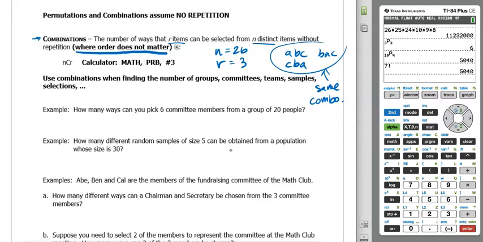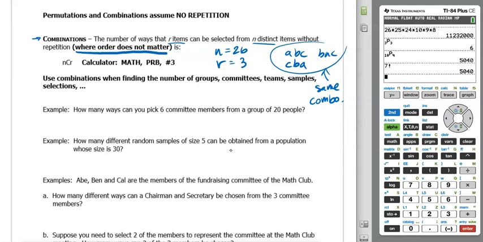So for this first example, figuring out how many ways can you pick 6 committee members from a group of 20 people. Here they're just going to be 6 committee members. They're just generalized members. We don't have roles like president, vice president, stuff like that. We're just forming a committee, so they're all going to be equal members. That means that if you choose Bob and then Sally, that's the same committee as if you chose Sally and then Bob. The order doesn't matter. And so this is going to be a combination.